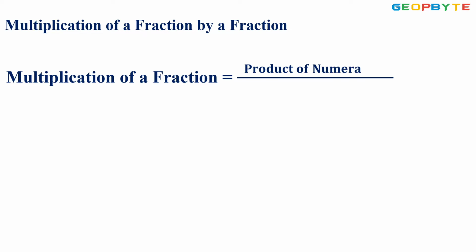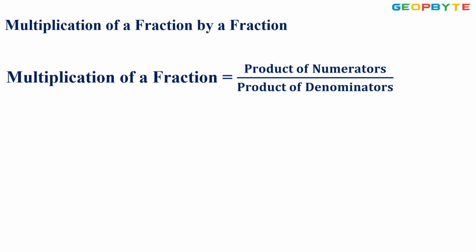Today, let us see multiplication of a fraction by a fraction. In order to perform the multiplication of a fraction by a fraction, first of all, we need to take the product of numerators by the product of denominators. So multiplication of fractions is equal to product of numerators by product of denominators.